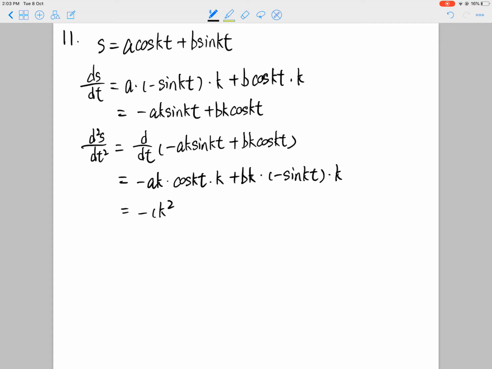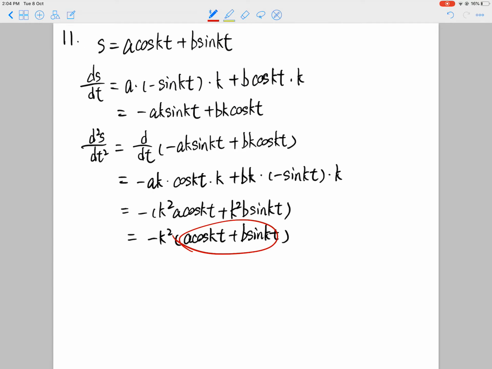K square a cosine kt plus, right, because the negative sign is outside, plus k square b sine kt. Okay, so it's negative k square a cosine kt plus b sine kt. Right, and this is exactly s, right? So in the end, you can write it as negative k square s. Okay.